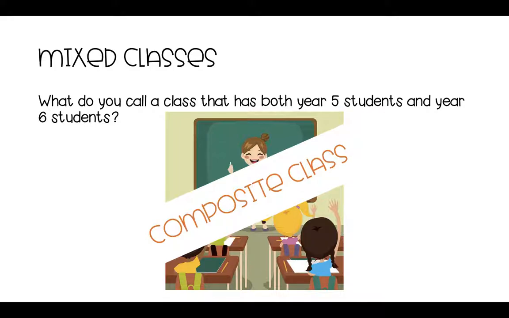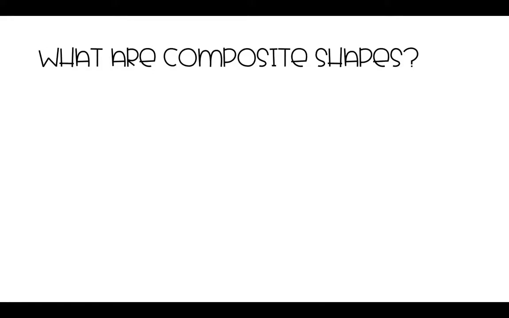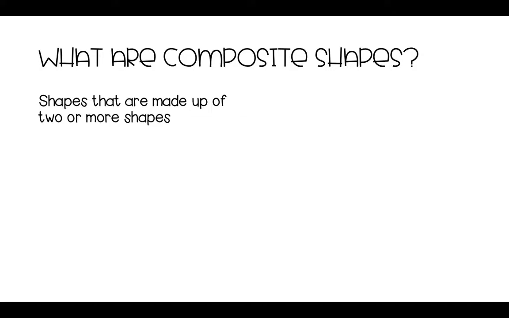So if we look at composite shapes, well, what are composite shapes? Well, composite shapes are shapes that are made up of 2 or more shapes. So here's an example. We have 2 shapes here, a rectangle and a triangle. Now at the moment these are just 2 regular polygons.